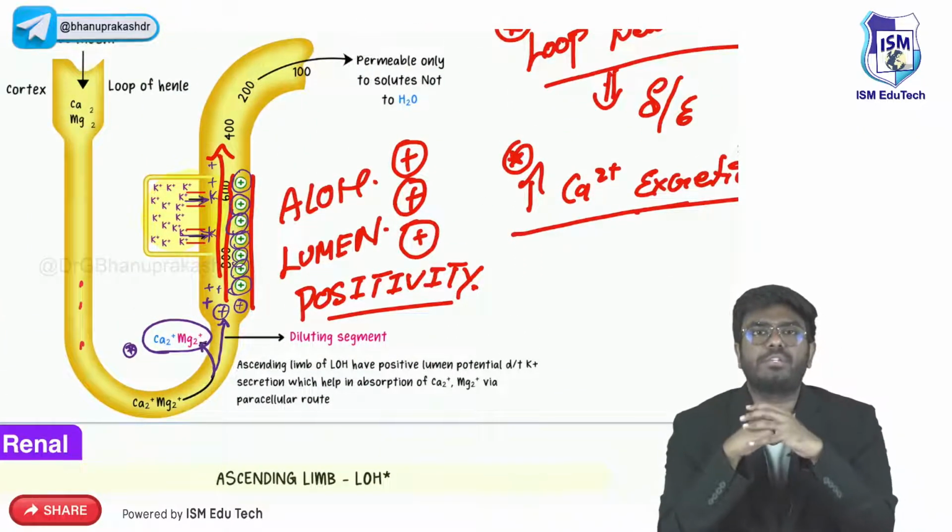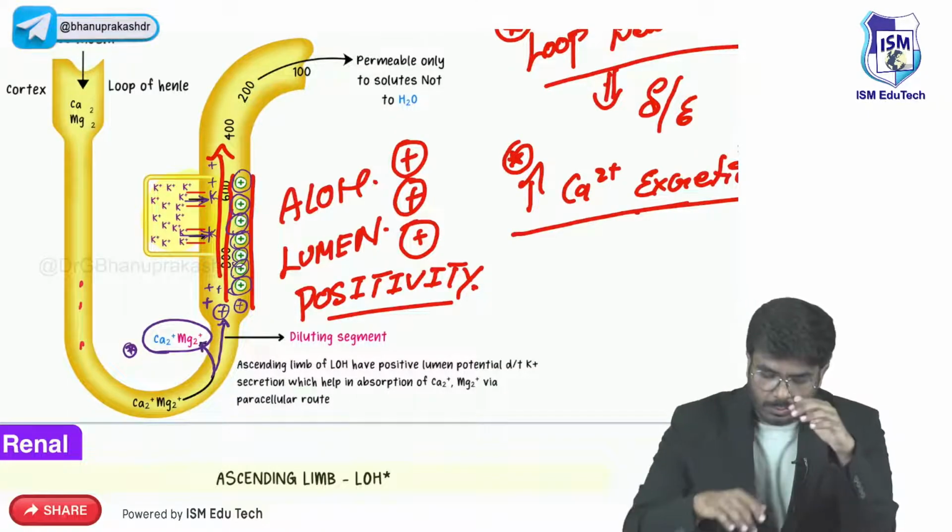Okay. So now, some important MCQs. In the ascending limb of loop of Henle, which transporter is present? See here.